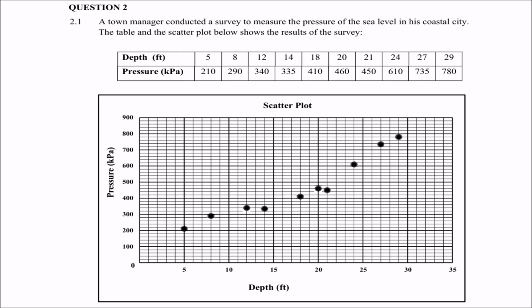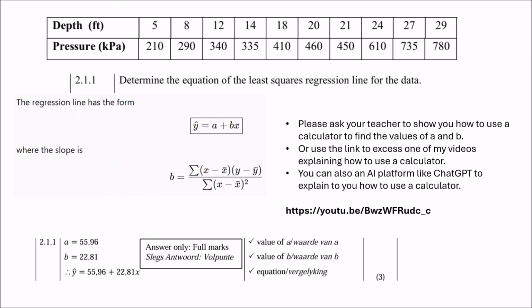Right, so question 2.1.1. Determine the equation of the least square regression line for the data. Now you remember the formula for the least square regression line will be y hat equals a plus bx. Right, and of course that is now where the slope, that is b, where slope, people, you remember, is also gradient because that formula is actually a straight line. Now, of course, you don't have to know these formulas anymore because you can do it on the calculator.